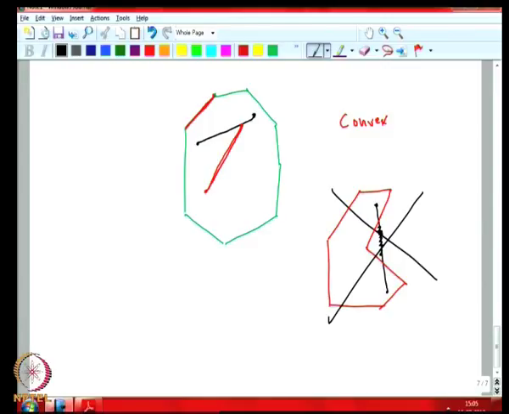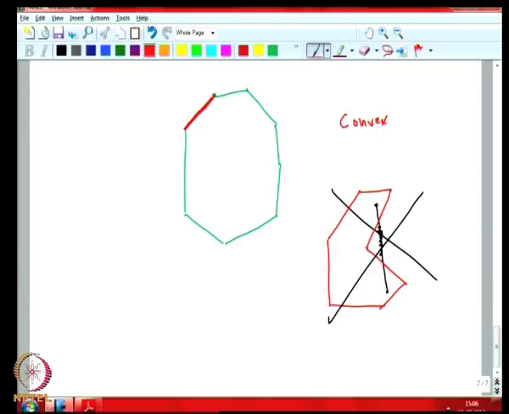So now let us say, coming back, here we have this side, and after fully triangulating this convex region, this should be part of one triangle, right.